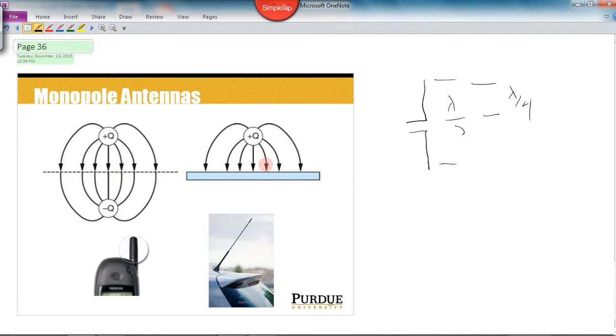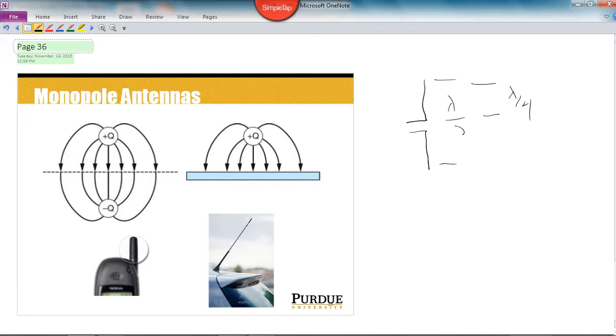Well, an interesting effect occurs when a single wire of length lambda over 4 is placed near a ground plane, and it will exhibit the same radiation pattern as a half-wave dipole. The ground plane here will actually serve to image the other half of the dipole antenna, and it creates what we call a virtual dipole.